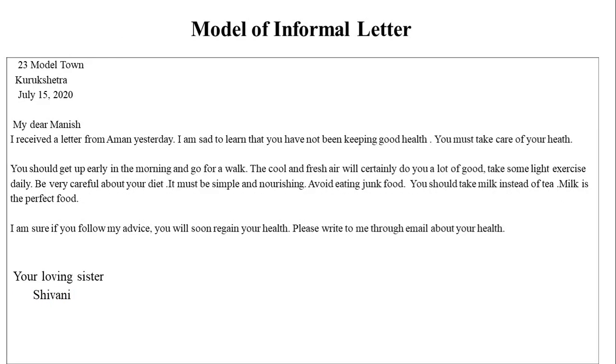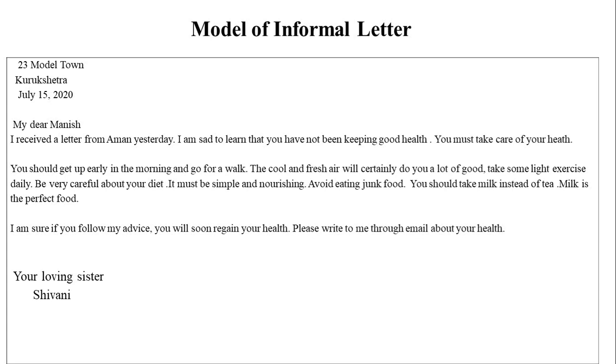Now, student, let us see the model of informal letter. In this sample letter, we can see that the sender's address, writer's address, is written on the top. On the left-hand corner of the letter, the date is written. As you can see on the slide, the date is written below the sender's address on the left-hand corner of the letter.